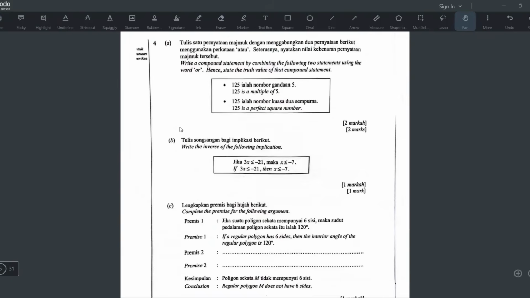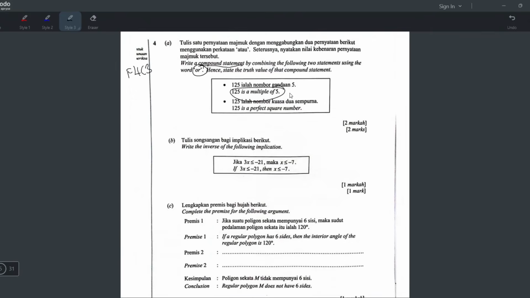Alright, number 4 is definitely from Form 4, chapter 3. This chapter is called Logical Reasoning. In Bahasa Melayu, penaakulan logik. Okay, A, write a compound statement. Compound statement means you combine two statements into one statement by using the word and or or. So they want you to combine the following two statements using the word or. Okay, I can do that. Just write this and then put or and then write this after that.